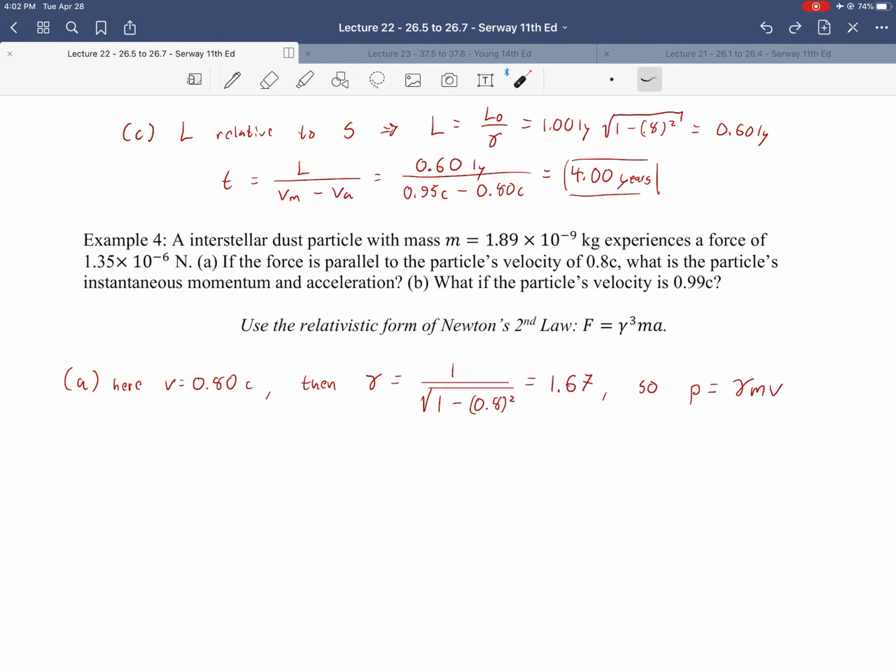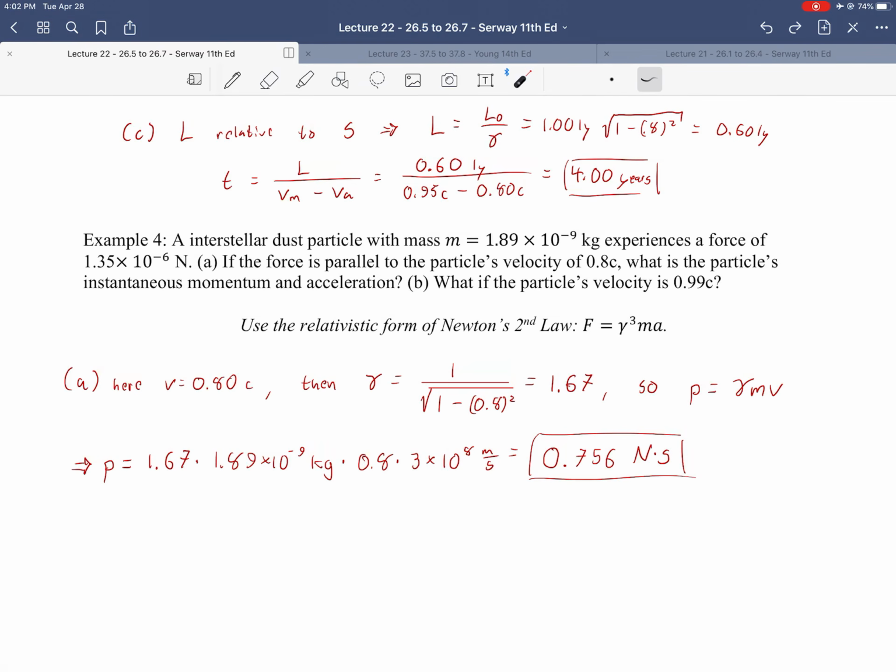But in any other problem where you don't have relative velocities, it always makes sense to find your gamma right away because you're going to be using it a lot. That's definitely true of the post quiz. So here I find gamma right out the gate, first step in the problem: 1.67. My relativistic momentum is just gamma, 1.67, times m times v. And remember, gamma is unitless; it's just a dimensionless coefficient.